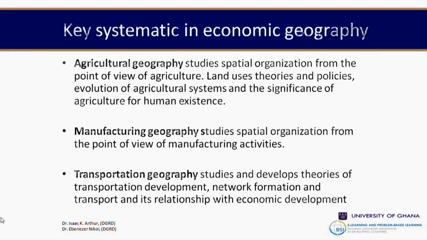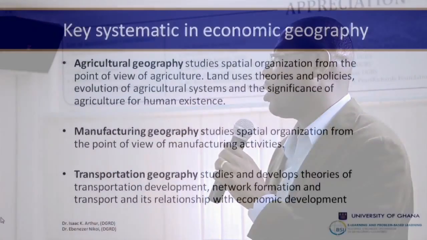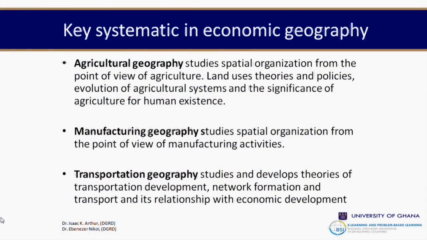So going further, like the agricultural geographers, for example, they will look at spatial organization from the point of view of agriculture, right? And the key emphasis will be the land use theories and policies. So what are the land use theories available? When you read geography further, you meet the likes of Von Thünen's theories, for example, which would help you to understand the evolution of agricultural systems and the significance of agriculture for human existence. So these are the kind of things that agricultural geographers would concern themselves with.